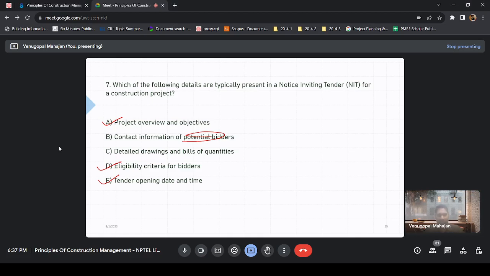No, C should not be there. Okay, why or why not should C be there? Detailed drawings will be in the tender paper document. Yes, drawings and BOQ will be in the tender document. Okay, so yeah, C is not there.